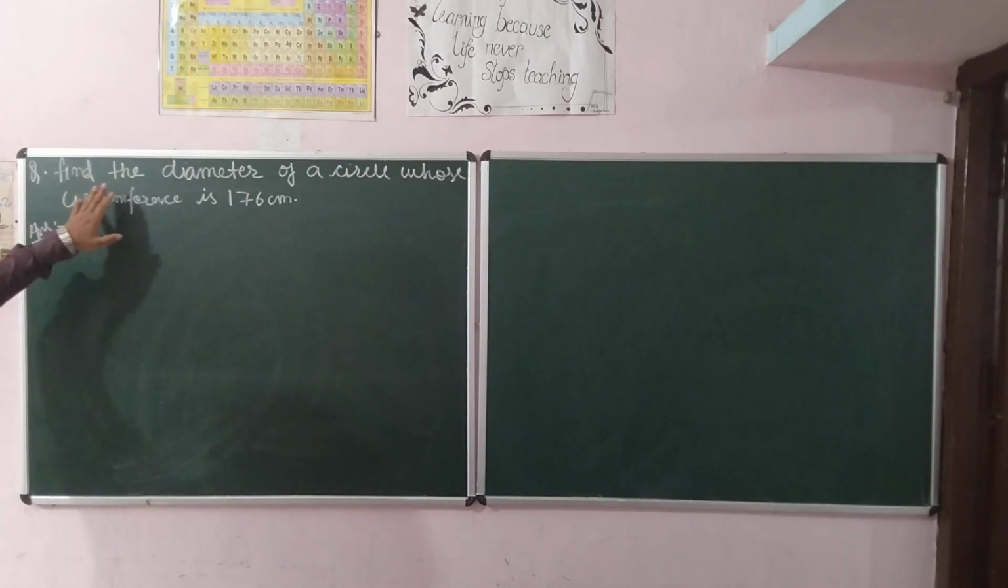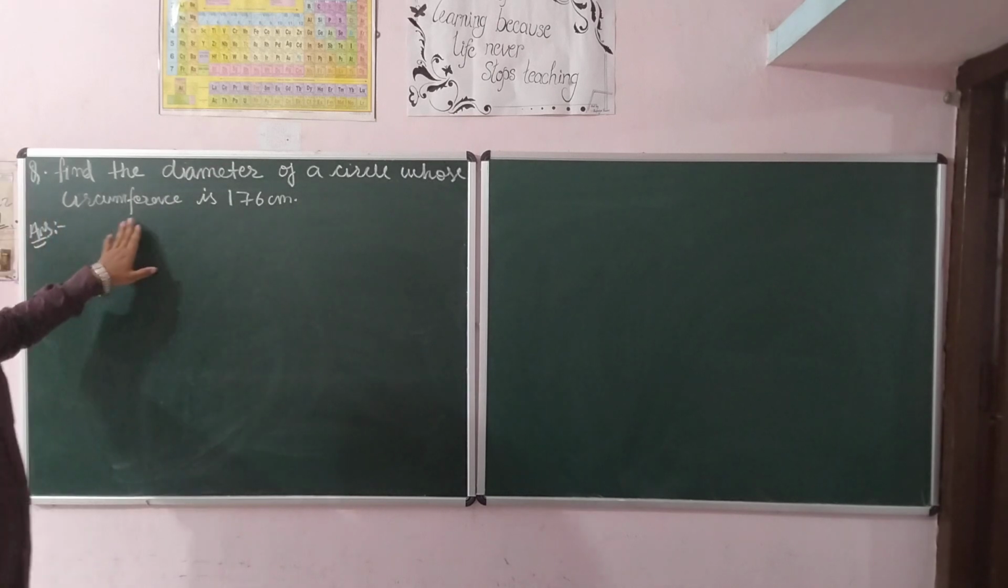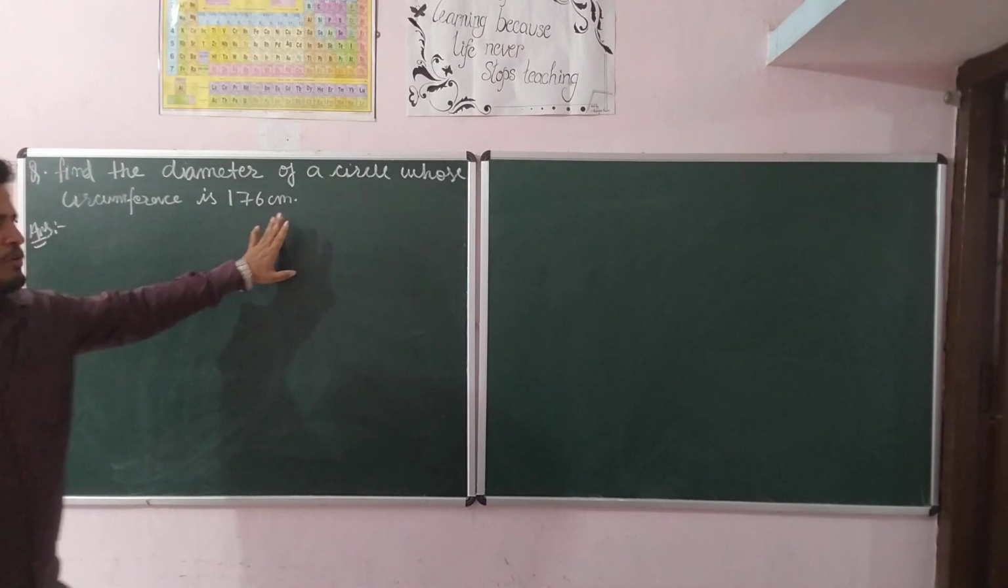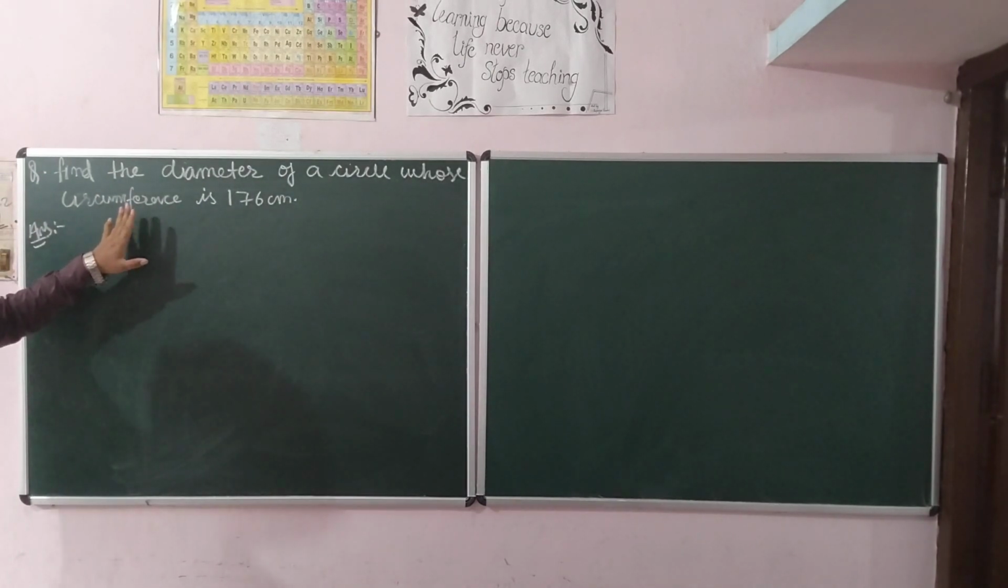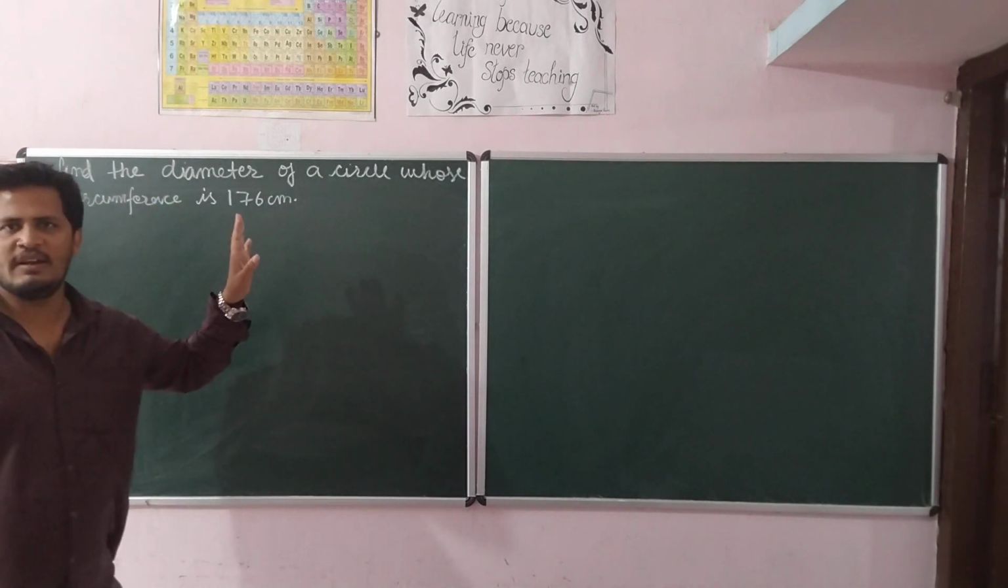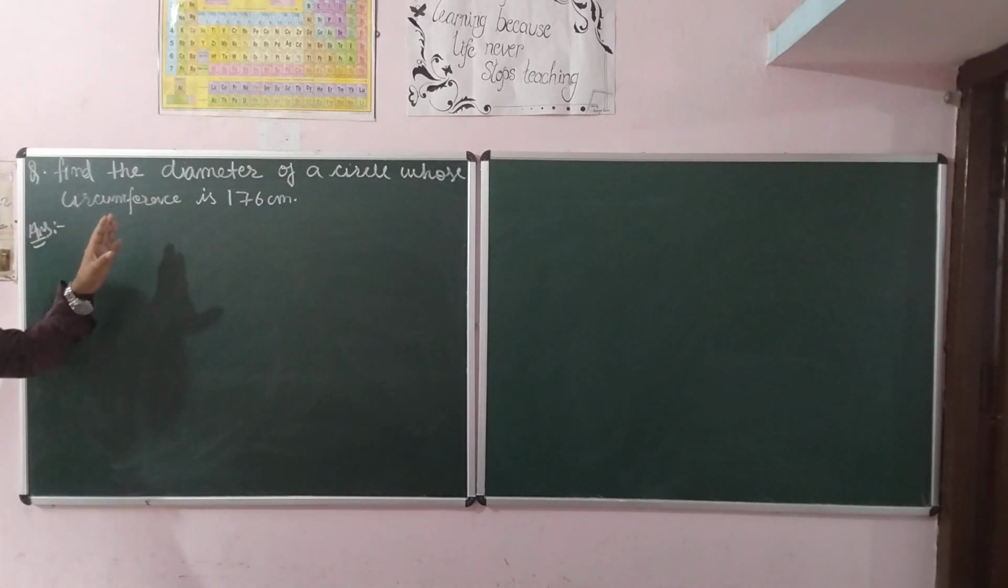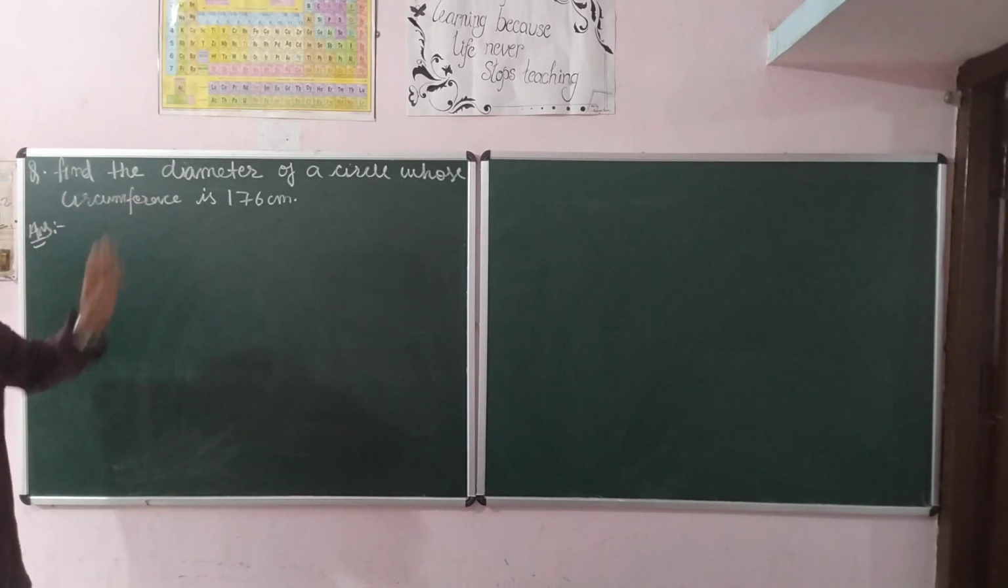Now next one, find the diameter of a circle whose circumference is 176 centimeter. So first of all, we have to find radius, or directly we have to find diameter, with the help of the formula with diameter.